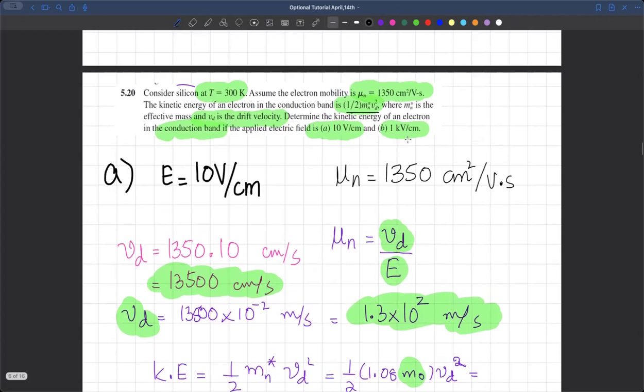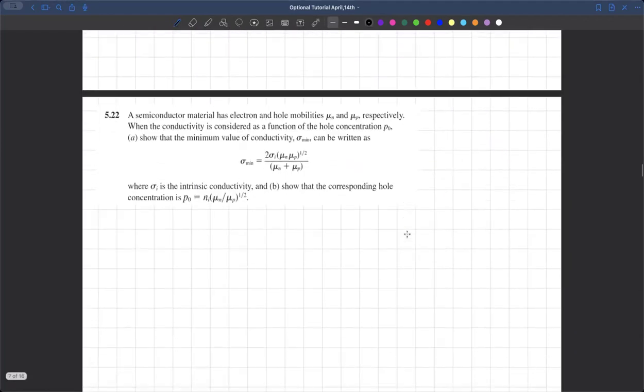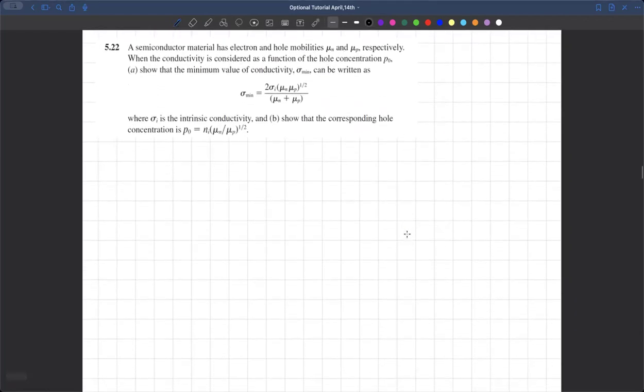So yeah, you can also do this for 1 kilo, 1000 volt per centimeter. Nothing is going to change. You just have to plug in the values and you'll get the answer. Let me know if you have any confusion, anything you want to ask.